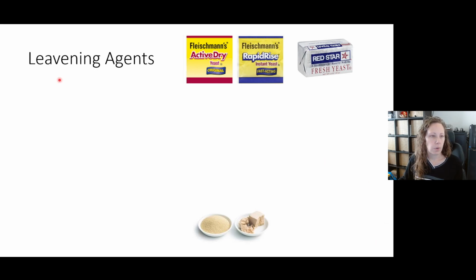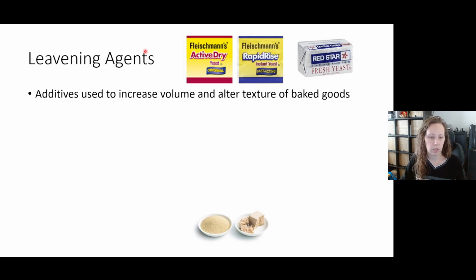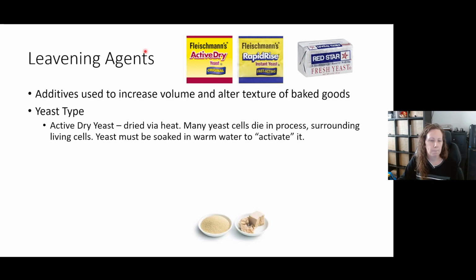Okay, so continuing on, our next one is leavening agents, and we've kind of talked about these before too, but I'll add some extra information here because we haven't really dug into yeast very much. So, of course, leavening agents, as we've talked about before, are additives that are used to increase the volume, and of course they are going to alter the texture of baked goods by adding that airiness to them. Now, there's 2 categories of leavening agents, right? There's yeast, and then there's our chemical leavening agents. And we haven't talked a whole lot about yeast, and so I'm going to give some more information on that.